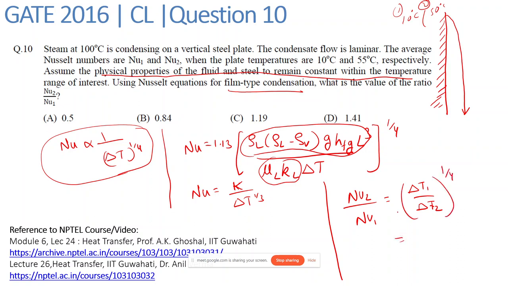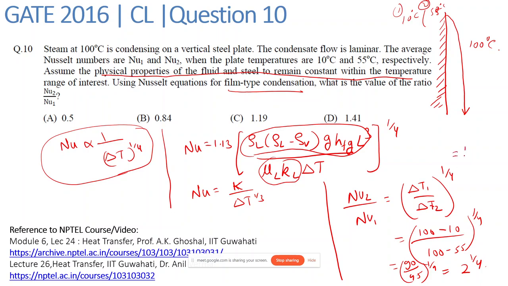And this steam is at 100 degrees Celsius. So delta T1 will be 100 minus 10 upon 100 minus 55, oh, this was 55, raised to 1 by 4. So ultimately it will become 90 upon 45 raised to 1 by 4, that is 2 raised to 1 by 4. You can calculate this 2 raised to 1 by 4 in Calc, and it will come around 1.189. So yes, from the given options we can select option C.